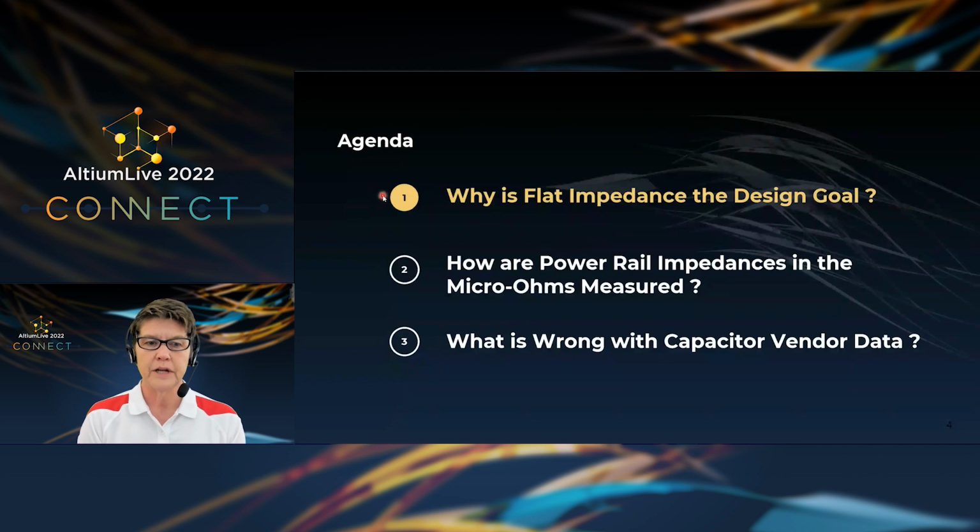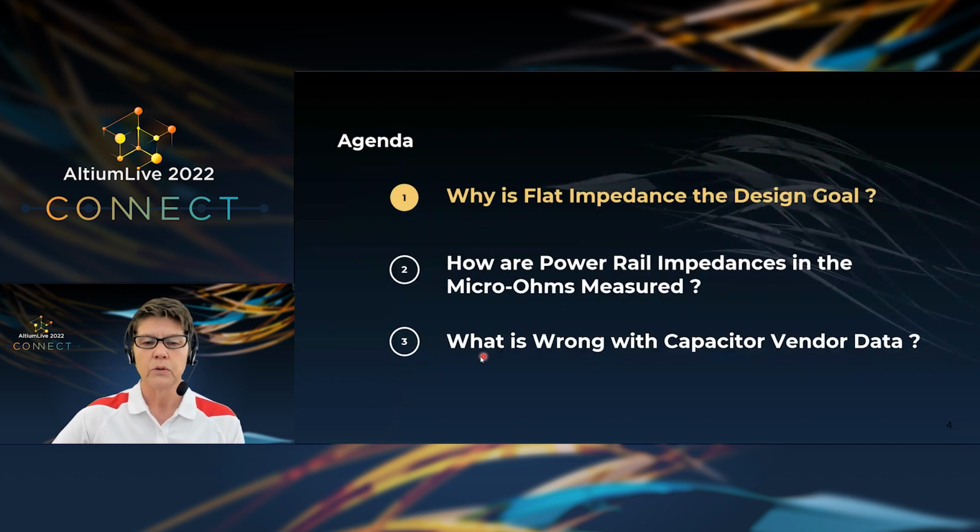Today's agenda is going to cover the power integrity basics. We're going to look at why flat impedance is the design goal. We're going to learn about designing in the impedance domain and the benefit that can bring to get quiet power delivery to the load. With respect to designing with impedance and learning the importance of flat impedance, we also need to understand how do we measure microohms. How are power rail impedances in the microohms measured?